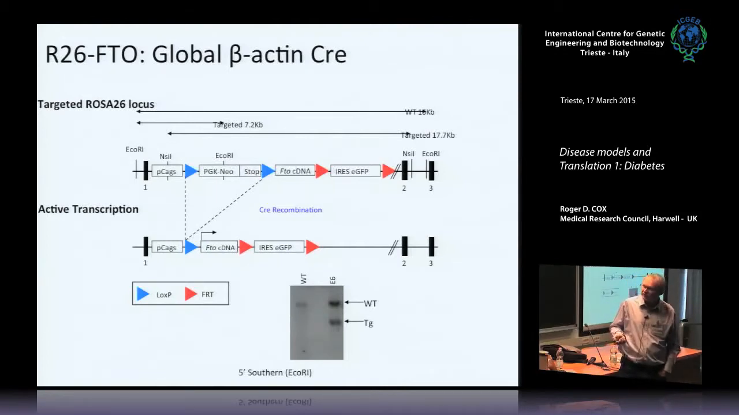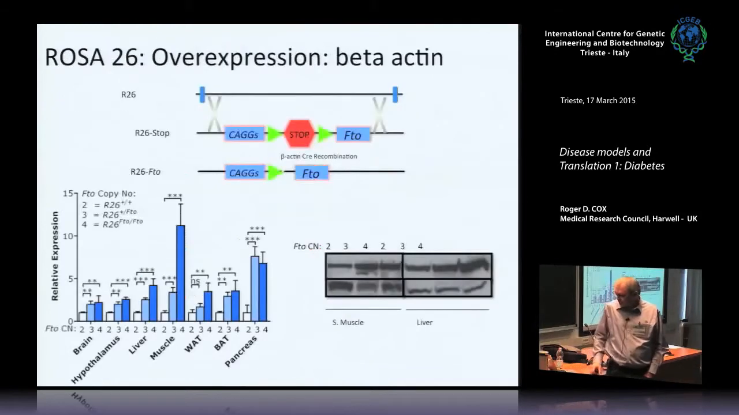In the experiment I'm going to show you, we switched it on globally again with the beta-actin Cre, but we've got the option to go on and switch it on in other tissues, which is what we're doing at the moment, in particular in tissues that we're interested in. Chris looked at the expression of this. Taking the stop out by beta-actin Cre recombinase, he saw an increase in the expression of FTO.